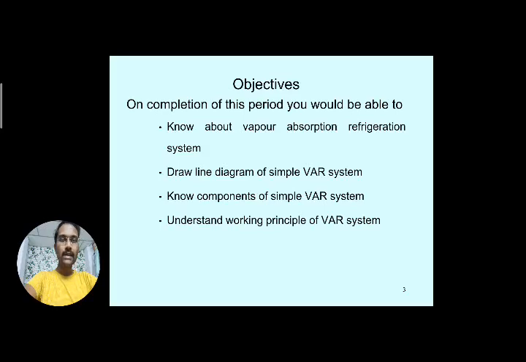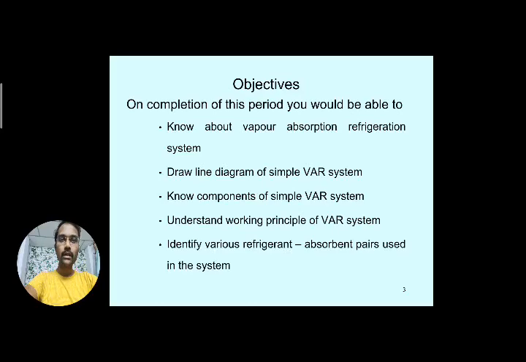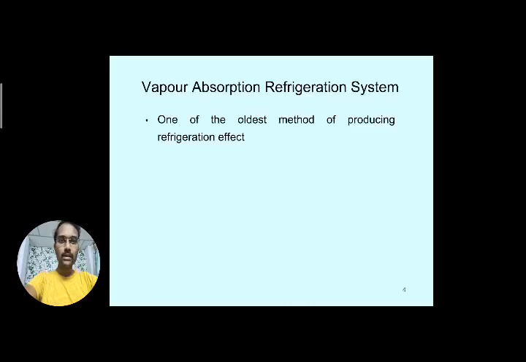This technique is very old. This vapor absorption system was developed before the VCR system, and still it is adopted for larger capacity plants. We will also learn to identify various refrigerant-absorbent pairs, what these pairs are, and what the need for these pairs is in this system. All these are the objectives you will understand after completion of the complete video class. Next, coming to the main topic, the vapor absorption system.